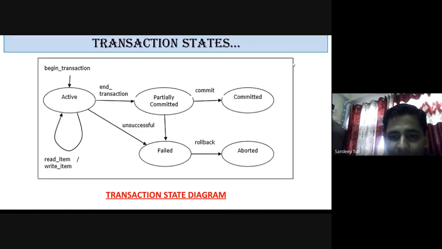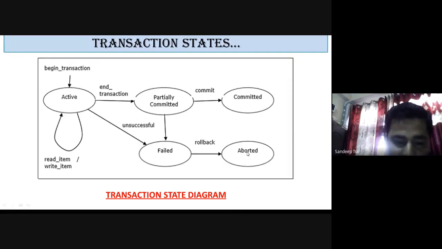So once the commit statement occurs, the transaction will be in the committed state. Now again you can see that on the partially committed state there could be another option, that it is unsuccessful again. It may be possible that after the last statement the system also fails. At that particular moment, the whole transaction may fail again, and it needs to be rolled back, and then again it will be in the aborted state.